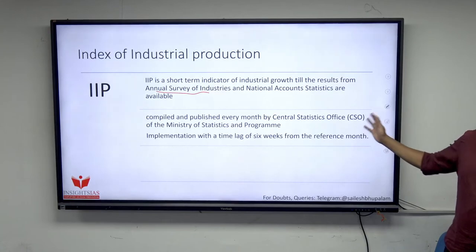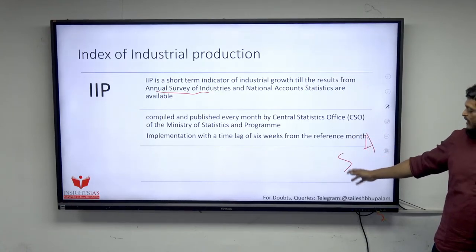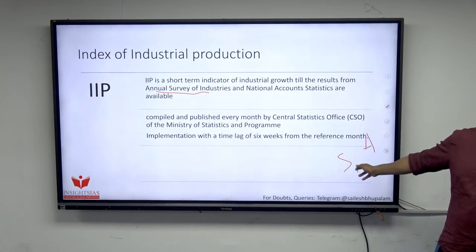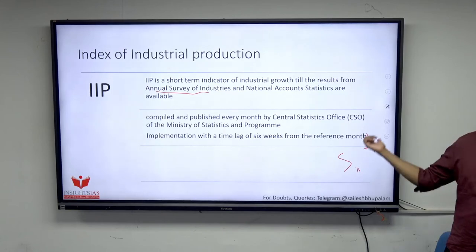So, there is a trade-off between speed and accuracy. If we want data very quickly, it is not very accurate data. If we want very accurate data, we cannot get it fast. You understood?